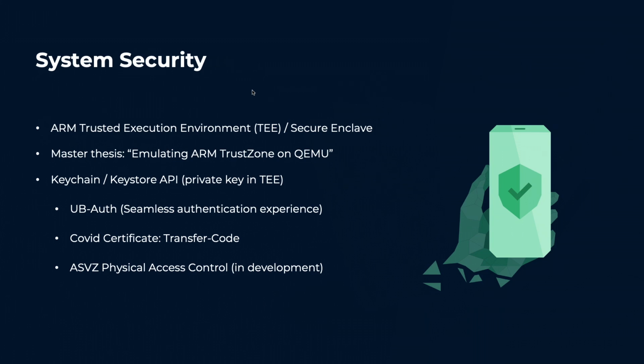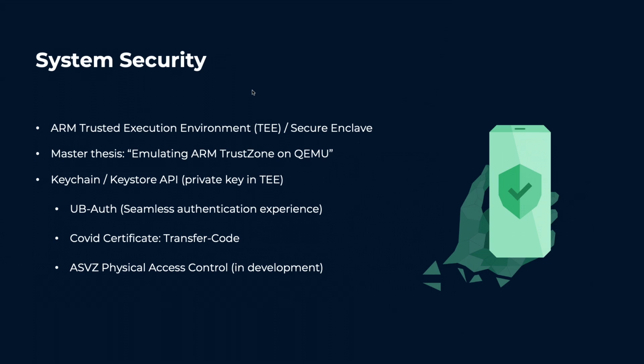Now, in the meantime, we did get high-level APIs on iOS and Android, whether this is in the keychain or key store API. Doesn't really matter. I did also do my master thesis around this topic, and so a couple of examples are probably our Ubique auth solution, which is a seamless authentication experience, passwordless with Face ID or Touch ID that allows you to log into websites and applications.